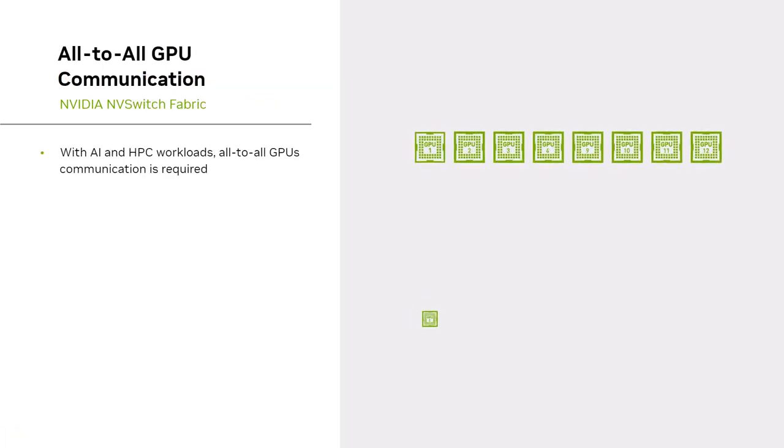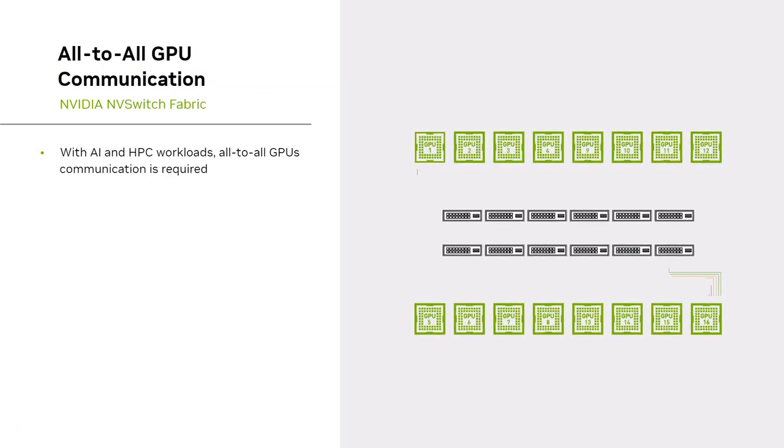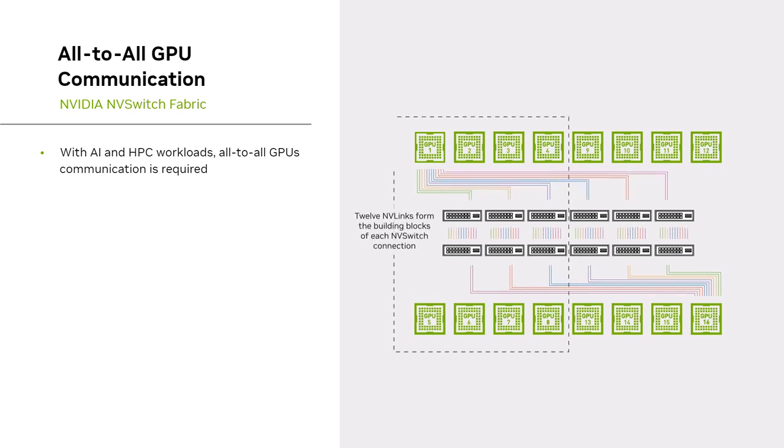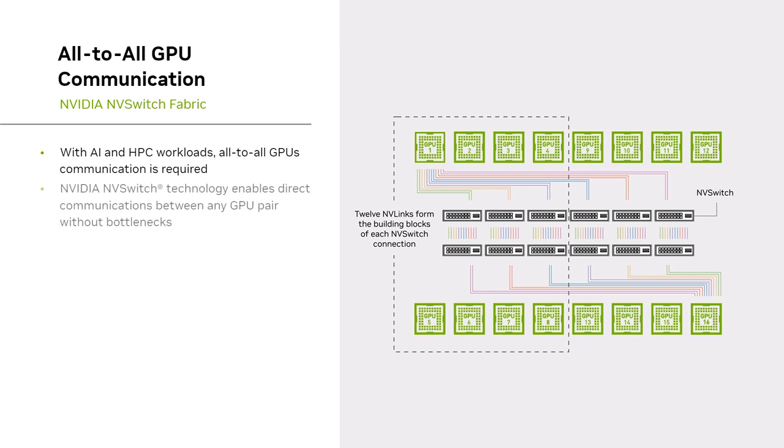With AI and HPC workloads, there are many common operations which require one GPU to talk to all the other GPUs in the system, such as distributing data to the other GPUs. Often this happens on all GPUs simultaneously, leading to many so-called all-to-all operations. NVIDIA NVSwitch technology enables direct communication between any GPU pair without bottlenecks. Each GPU uses NVLink interconnects to communicate with all NVSwitch fabrics. This provides the maximum amount of bandwidth to communicate across GPUs over the links.